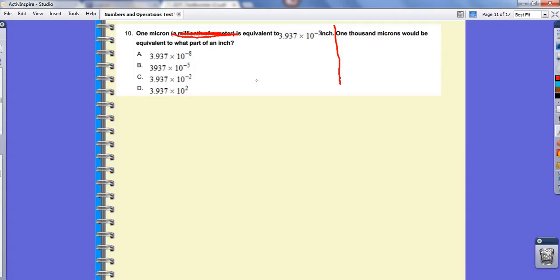Okay, if 1 micron is 3.937 times 10 to the fifth inch, well, if that's one, again, it's the same thing. How much would 1,000 of those be? So in this case, I can either add this 1,000 times, or I can simply multiply it by 1,000. Because it's telling me 1 micron is this, and then if 1 micron is this, how much would 1,000 of them be? Add them 1,000 times, or just multiply it by 1,000.